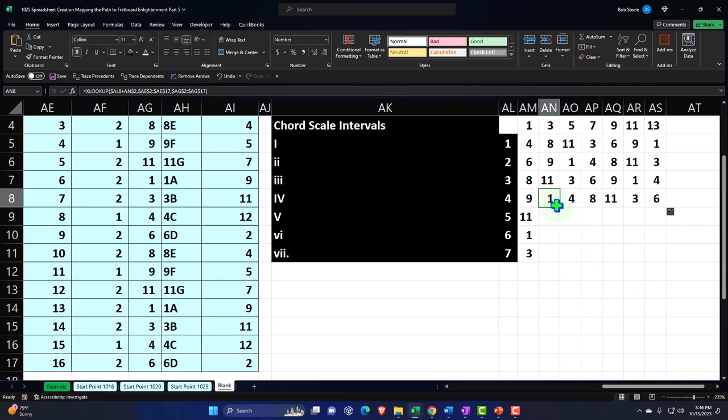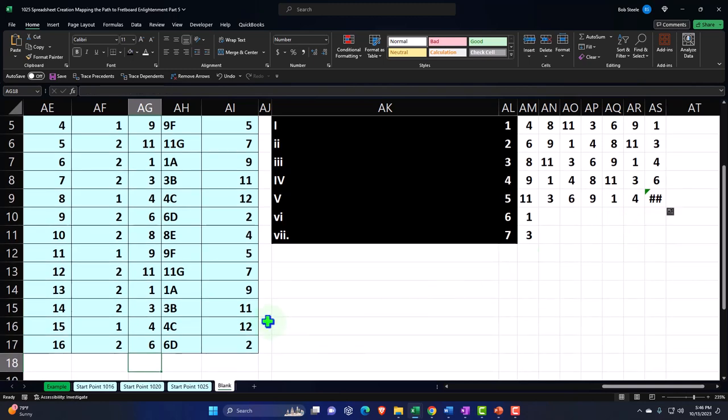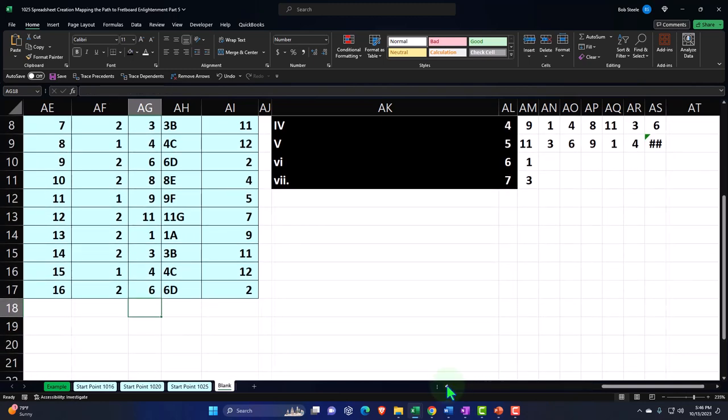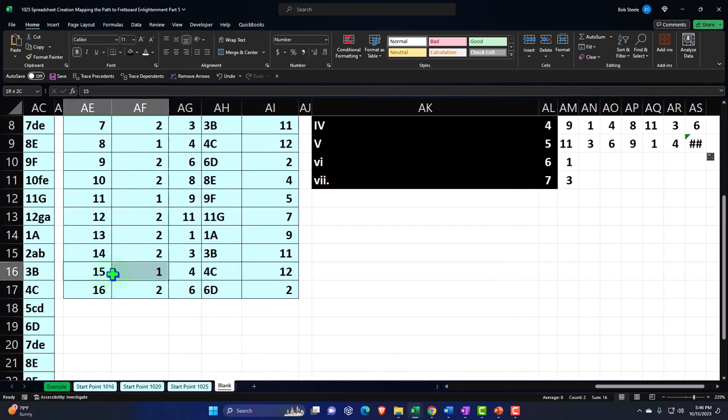And then let's do it again, starting at the 11 and copy that across. So now we're at the 11. We go 2 notes to the 3, 2 notes to the 6, 2 notes to the 9, 2 notes to the 1, 2 notes to the 4, and then 2 notes. And notice my table's not long enough over here. That's why I should have had at least 2 more.